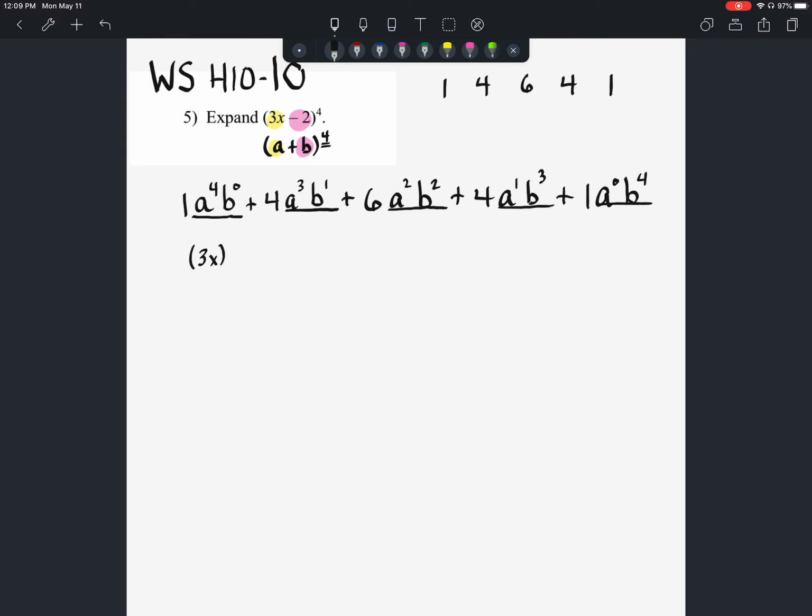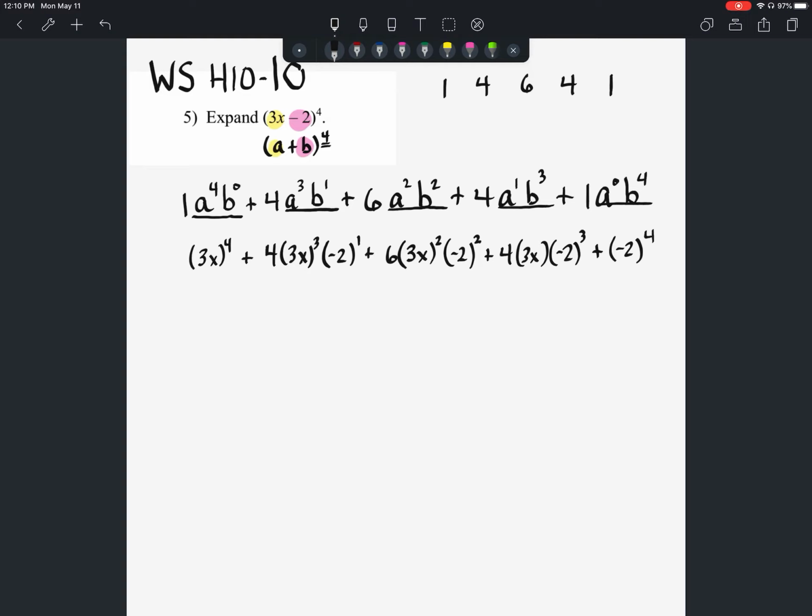I'm going to say 3x to the 4th power, and I don't need to do b to the 0 because that's really just 1. And we've got 4 times a 3x to the 3rd power times a -2 to the 1st power plus 6. And then our a value is 3x. That's going to be squared. And then we're going to have a -2 also being squared plus 4 times a 3x to the 1st times a -2 to the 3rd. And then the last term is going to end up being just a -2 to the 4th power.